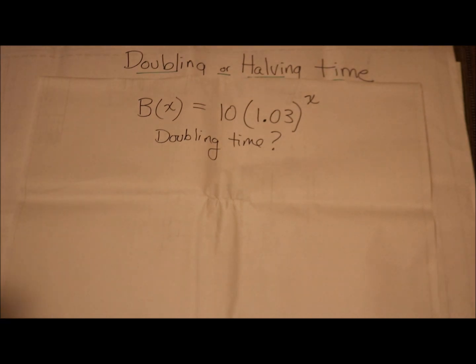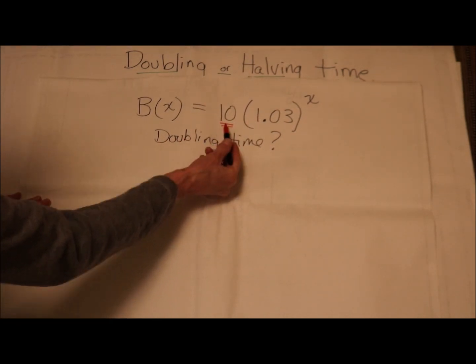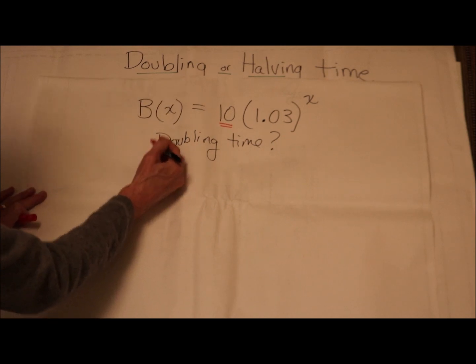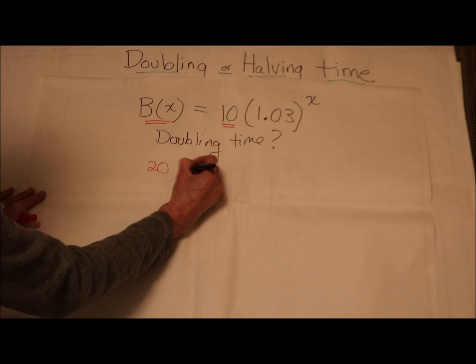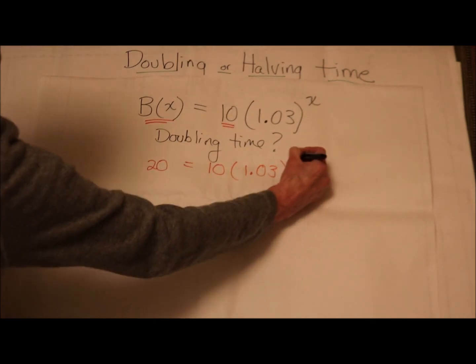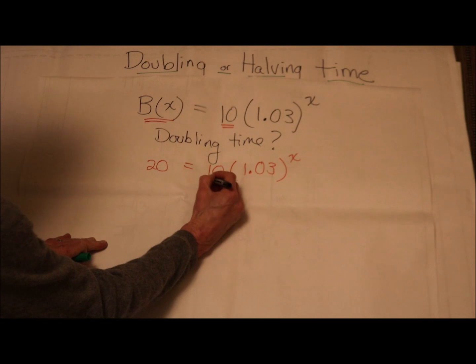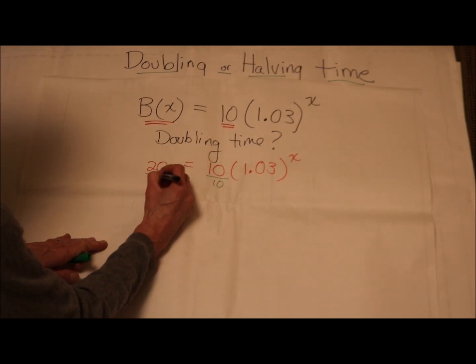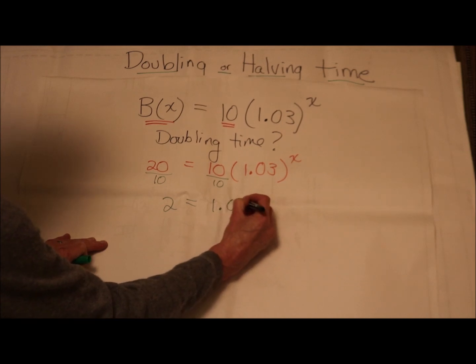Well, one way to do it, of course, is just to say, okay, I started with 10. I want to see how long it takes to double. Well, double 10 is 20. So I want my ending population to be 20. And so you set up an exponential equation to solve. All right, that's going to work. Let's divide by 10. I have 1.03 to the x equals 2.